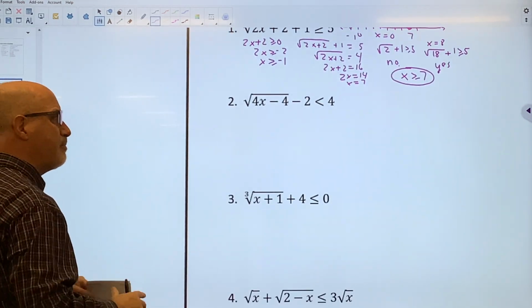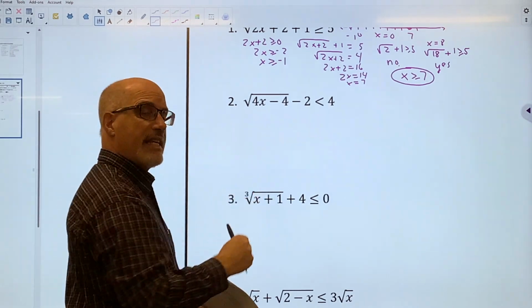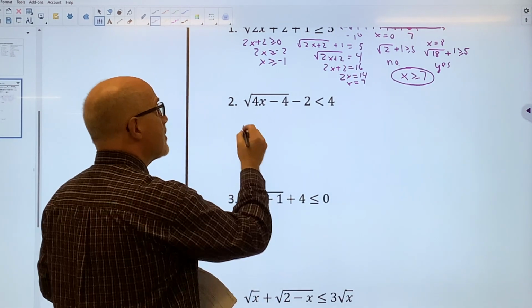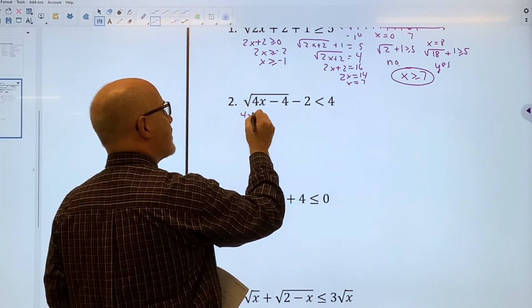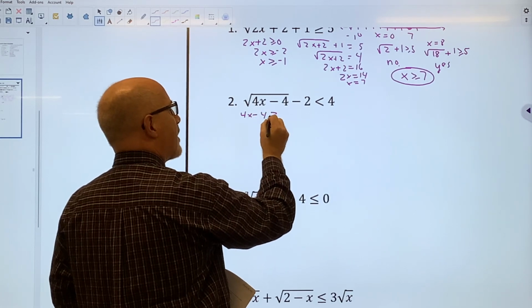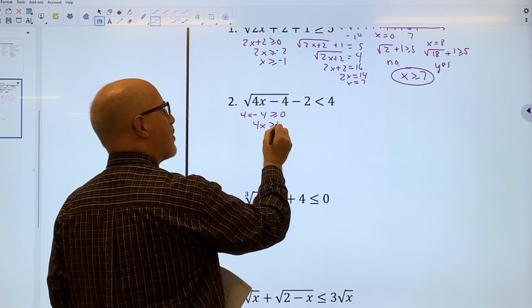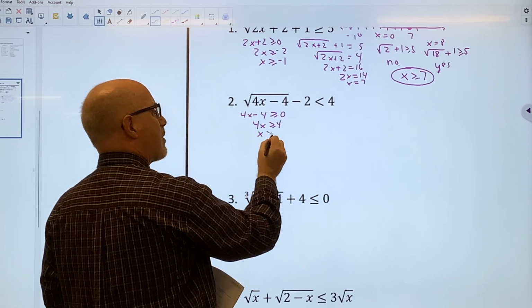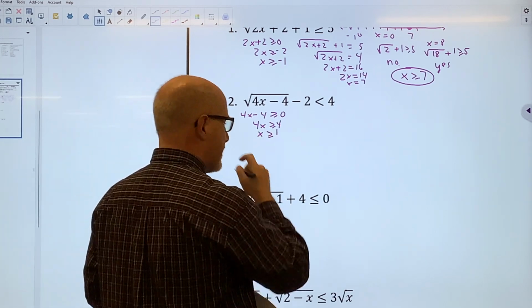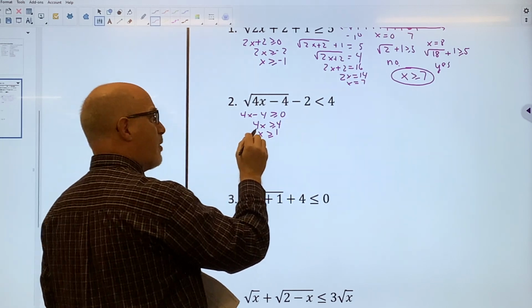Let's try the next one. I again have an even index, it's a square root. So I'm going to take my 4x minus 4 and set it greater than or equal to 0. So 4x is greater than or equal to 4, and then x will be greater than or equal to 1 in this case.